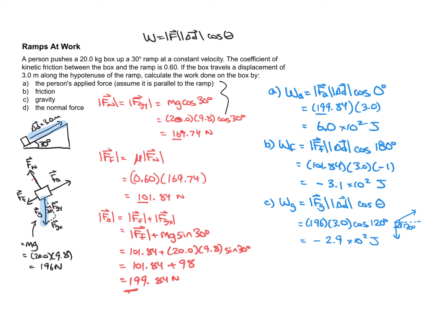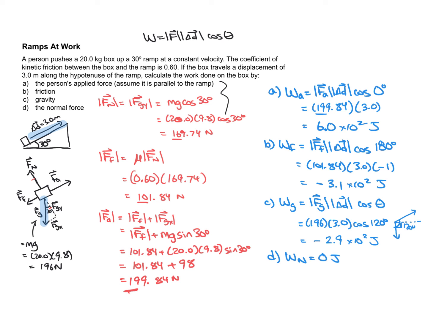And finally, the work done by the normal force. I'm just going to write the answer. It's going to be 0, because the angle is 90 degrees between the normal force and the displacement. Cosine of 90 degrees is equal to 0. Those are my 4 works.